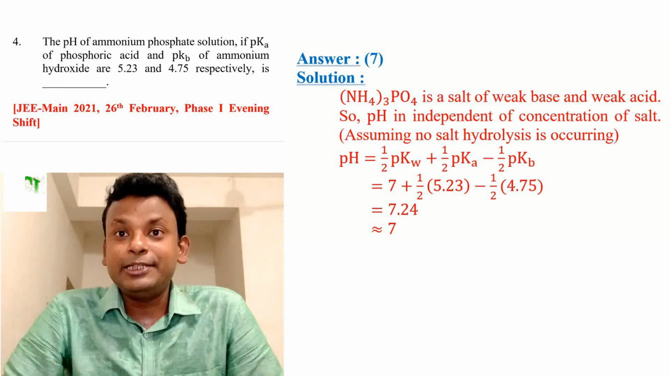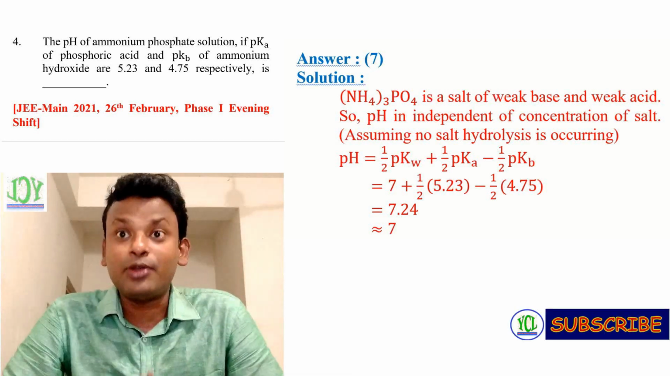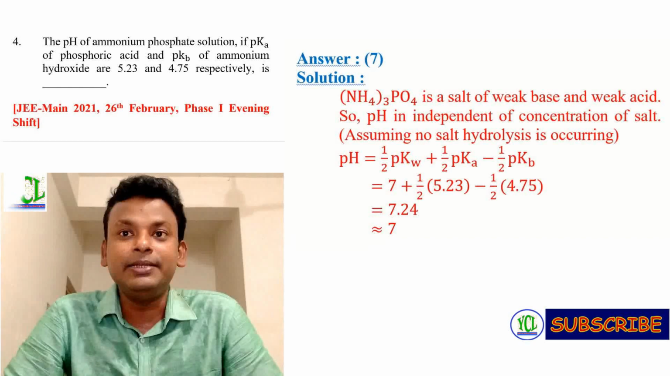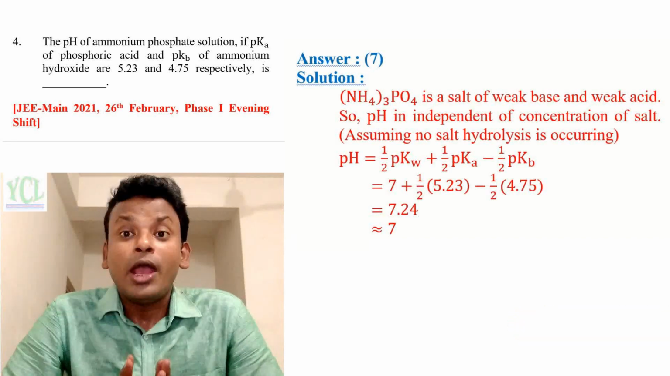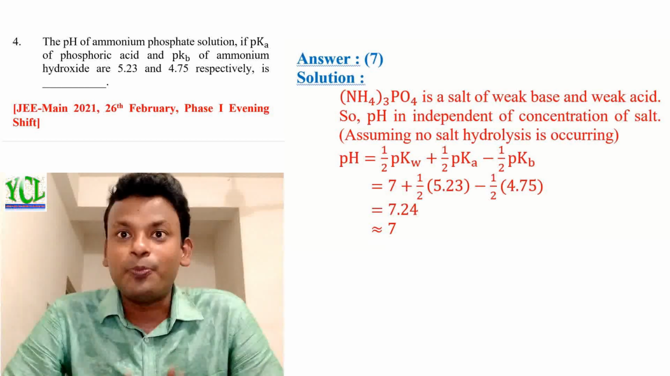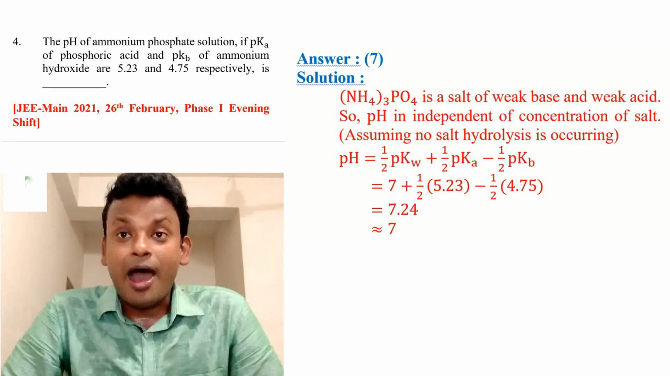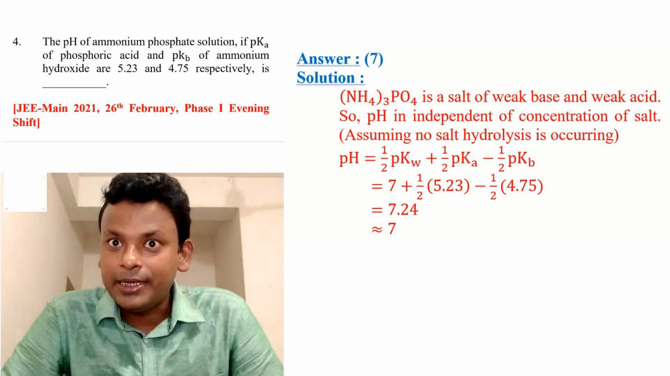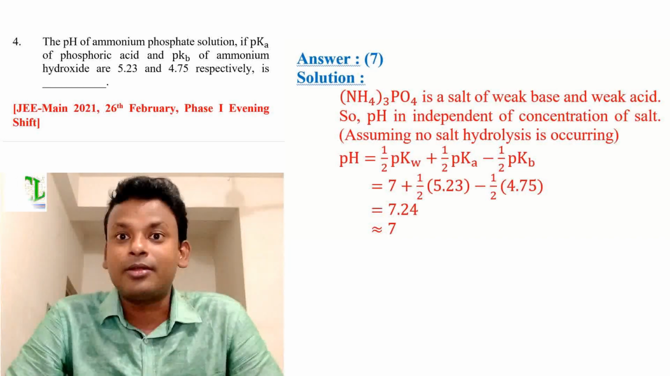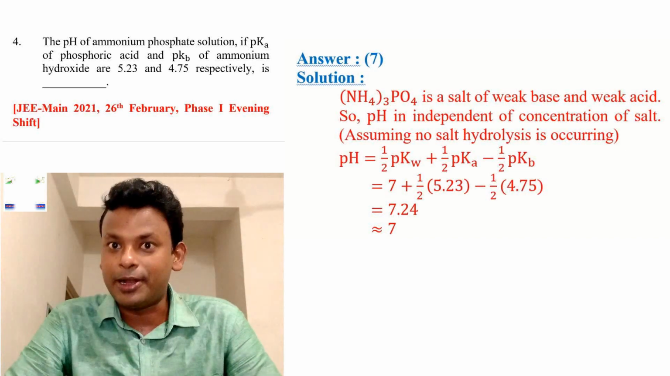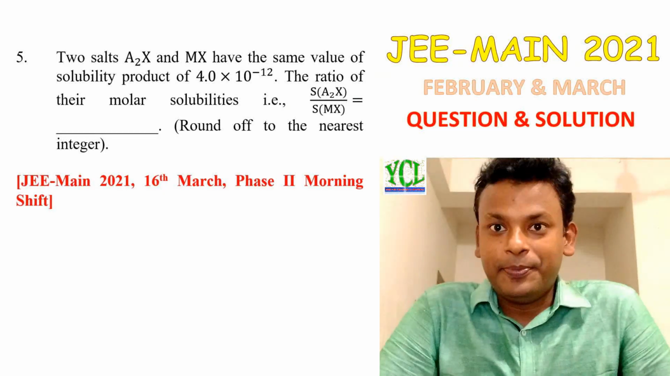Ammonium phosphate, (NH4)3PO4, is a salt of weak base and weak acid. So pH is independent of concentration of salt, because here the acid and base are both weak. So pH equals, we know this formula, half pKw plus half pKa minus half pKb. So putting all the values, the answer is 7.24, and the round figure is 7. So answer is 7. Question number 5.